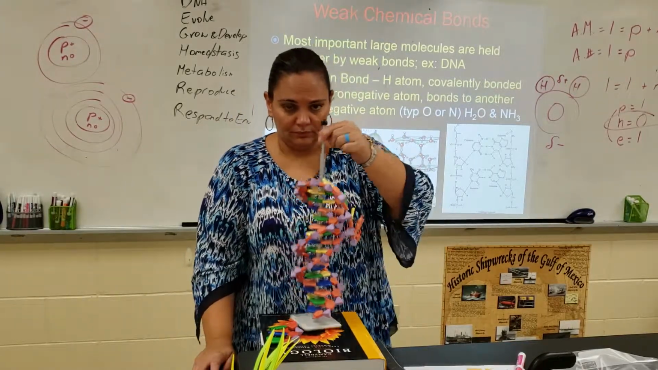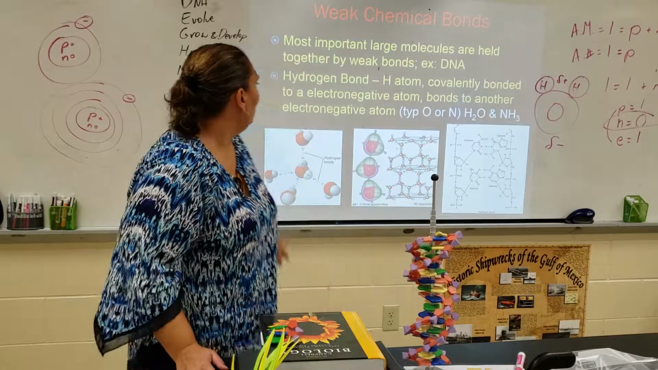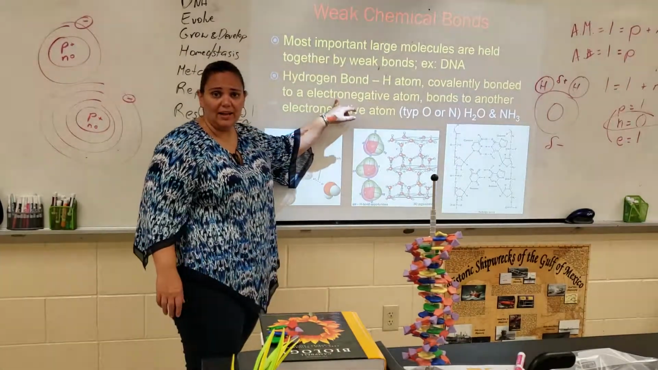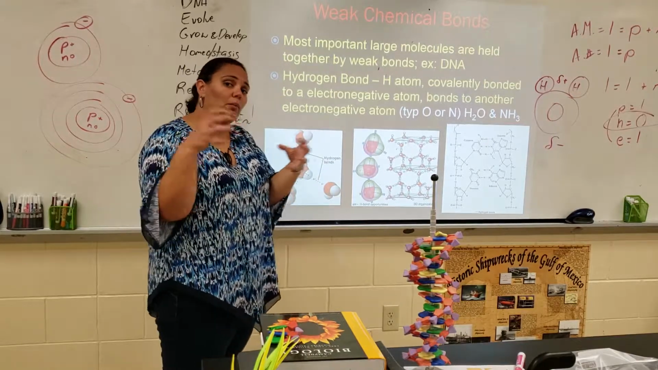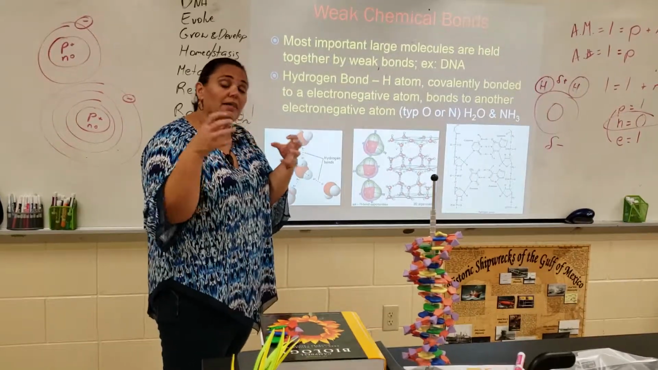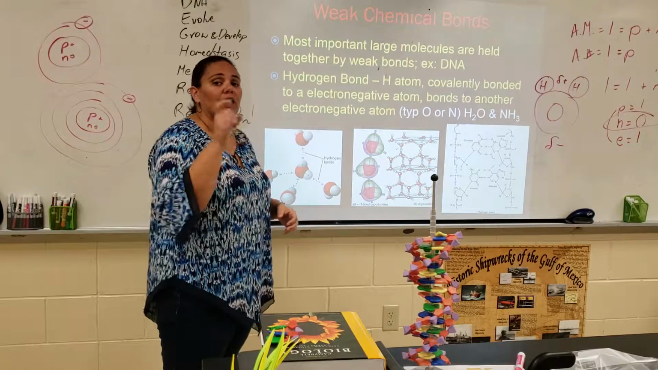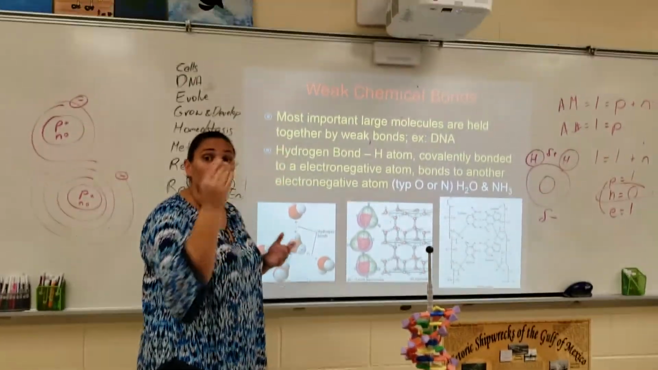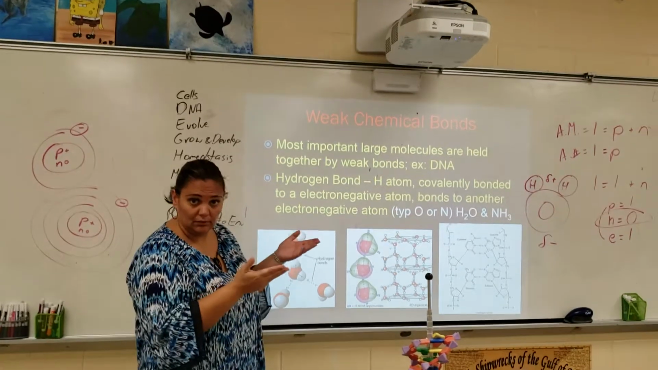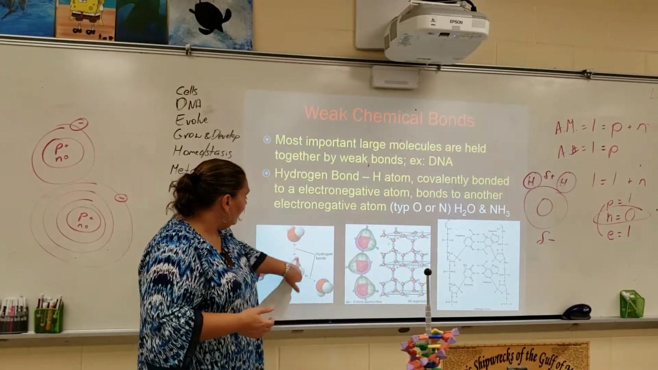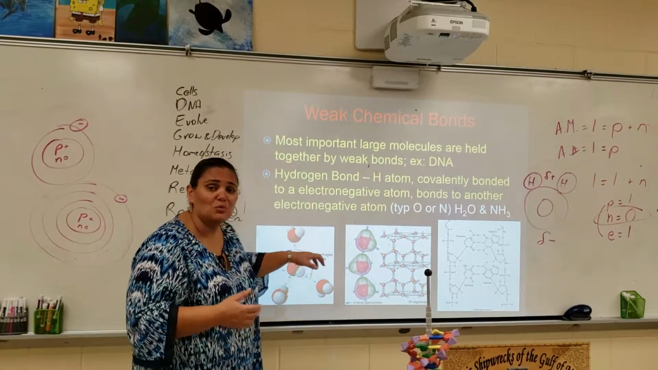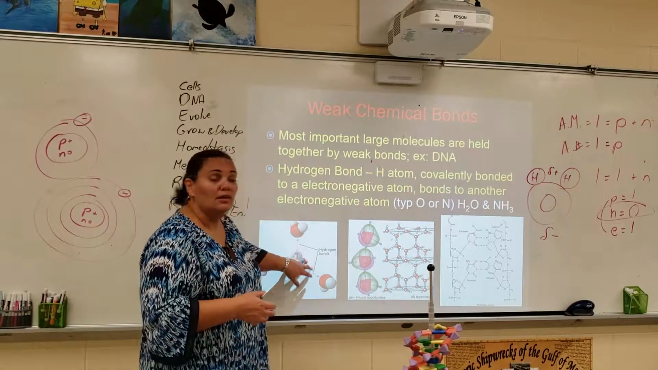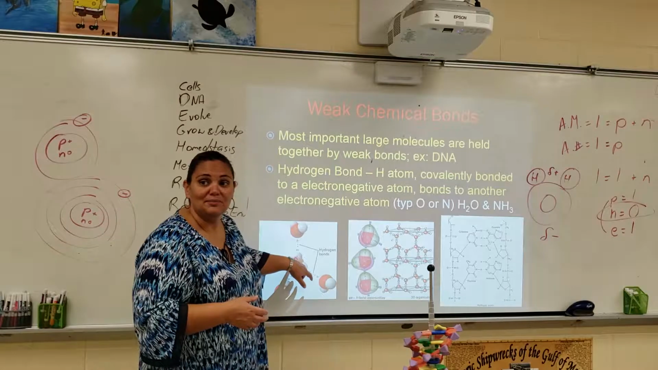Okay? Good. Hydrogen bonds: a hydrogen atom covalently bonded to an electronegative atom. So when you have two water molecules bonded to each other, that's thanks to hydrogen bonds. You're going to have the hydrogen bond to the oxygen, an electronegative atom, right? And when they do that, that's a hydrogen bond. That's what allows water molecules to have such a strong surface tension.